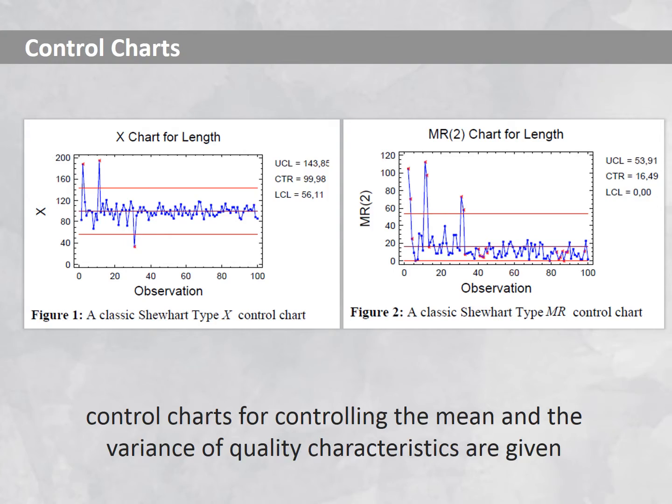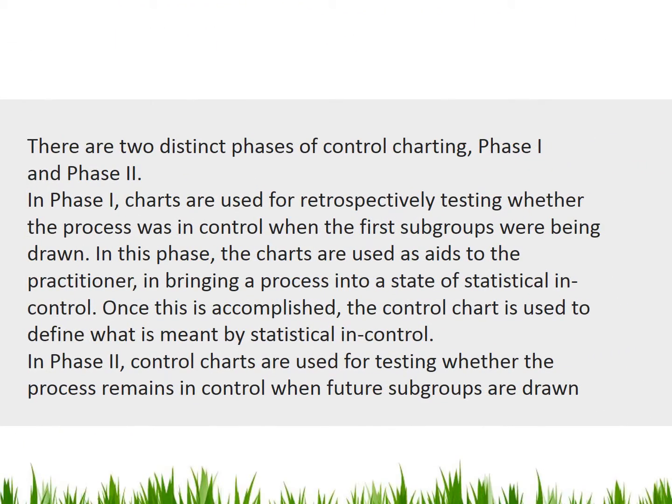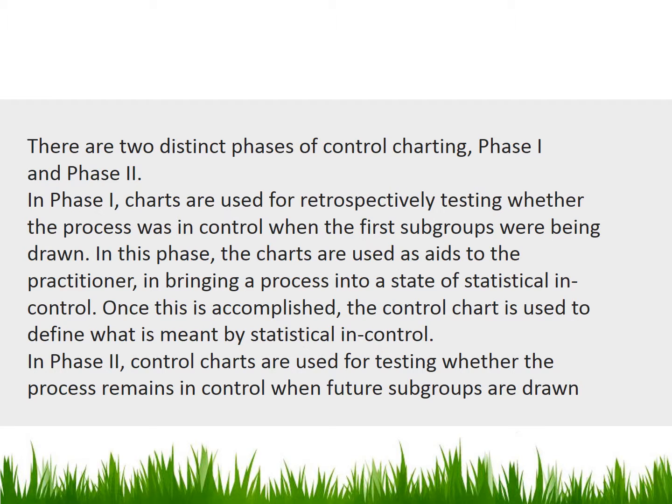There are two distinct phases of control charts, phase 1 and phase 2. Phase 1 charts are used for retrospectively testing whether the process was in control when the first subgroups were being drawn. In this phase, the charts are used as aids to the practitioner in bringing a process into a state of statistical control. Once this is accomplished, the control chart is used to define what is meant by statistical control. In phase 2, control charts are used for testing whether the process remains in control when future subgroups are drawn.